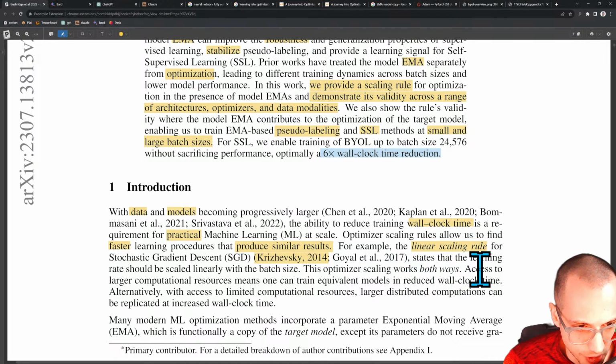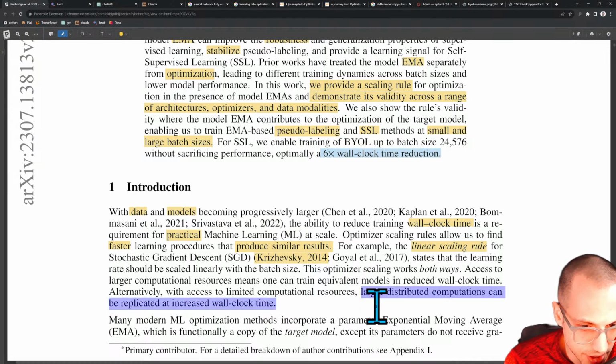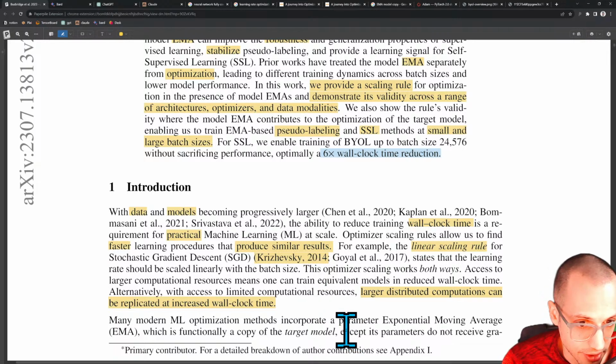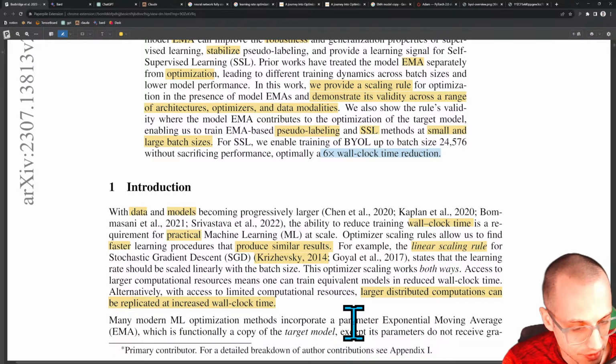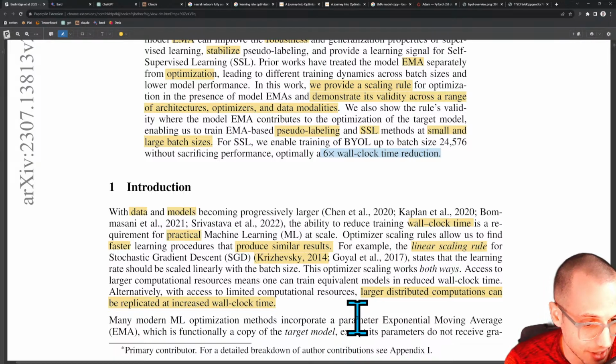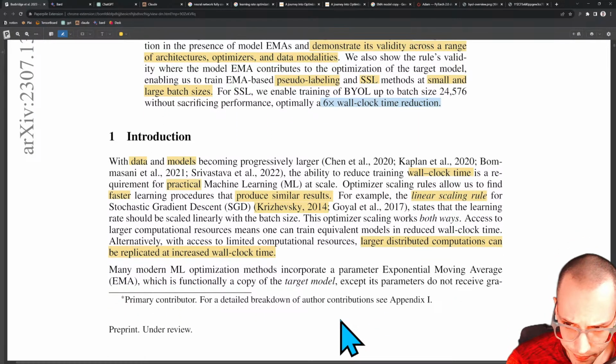This optimizer scaling works both ways. Access to larger computational resources means one can train equivalent models in reduced wall clock time. Alternatively, with access to limited computational resources, larger distributed computations can be replicated in increased wall time. Yeah, so running one computer in 10 times the amount of time is the same thing as running 10 computers in one amount of time. So distributed systems, parallelism, is kind of just a fundamental property of computation.